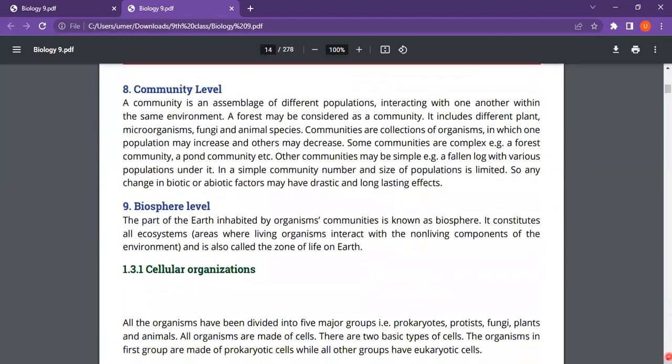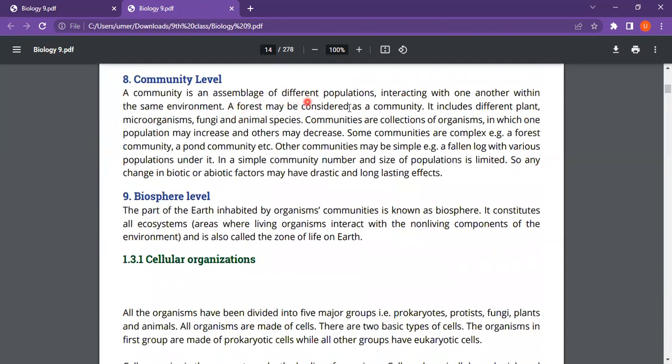Community level. A community is an assemblage of different populations interacting with one another within the same environment. A forest may be considered as a community. It includes different plants, microorganisms, fungi, and animal species. Communities are collections of organisms in which one population may increase and another may decrease. Some communities are complex, for example, a forest community, a pond community, etc.